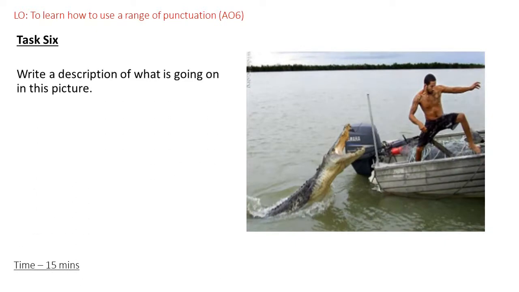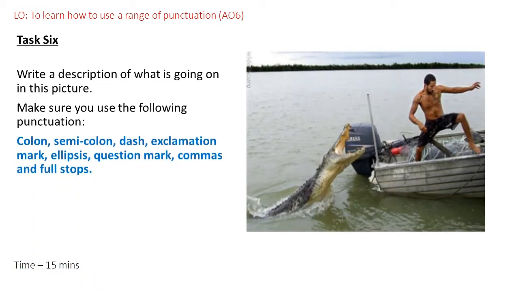Task 6. Write a description of what's going on in this picture. Make sure you use the following punctuation: colon, semicolon, dash, exclamation mark, ellipsis, question mark, commas, and full stops. Please pause the video for 15 minutes to do that now.